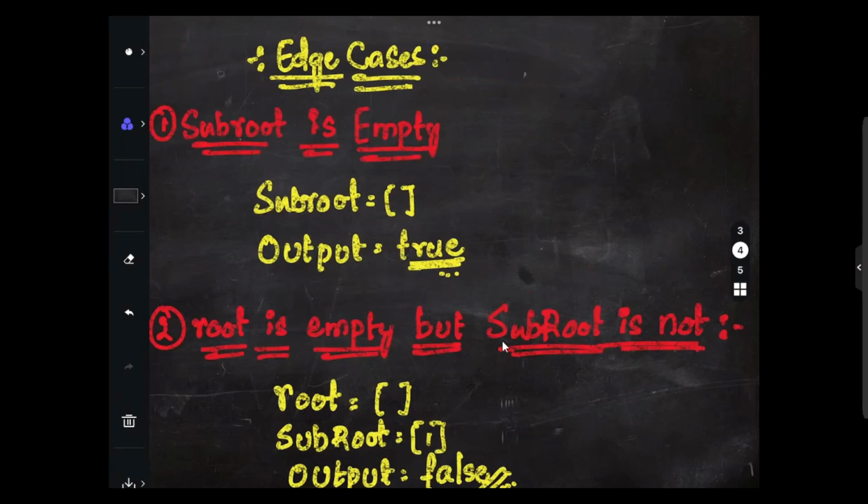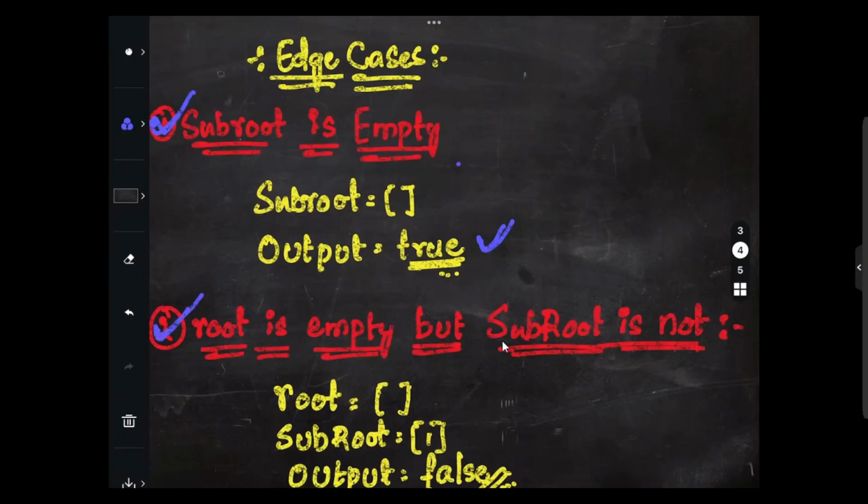First thing here is subroot is empty. We have the empty subroot here. In this case, this is true, so just keep this in mind. This is the base case, right? When I say base case, an empty tree is always a subtree of any tree. We know this one, right? This will be the base case basically when subtree is empty.